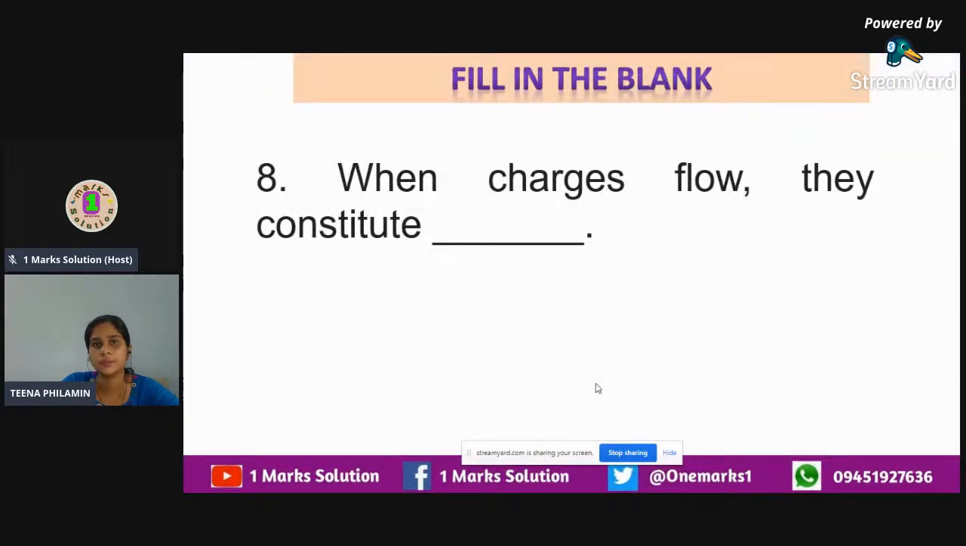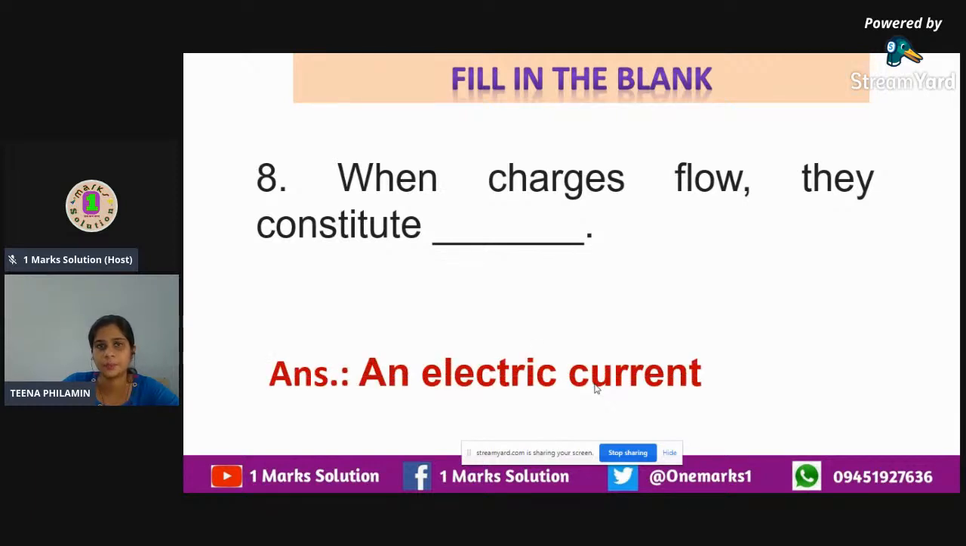Then the eighth one: when charges flow, they constitute dash. By rubbing two objects, we can create static charges, but the peculiarity of static charge is that it is stationary and does not flow. When charges flow, they constitute electric current. So the answer is electric current.